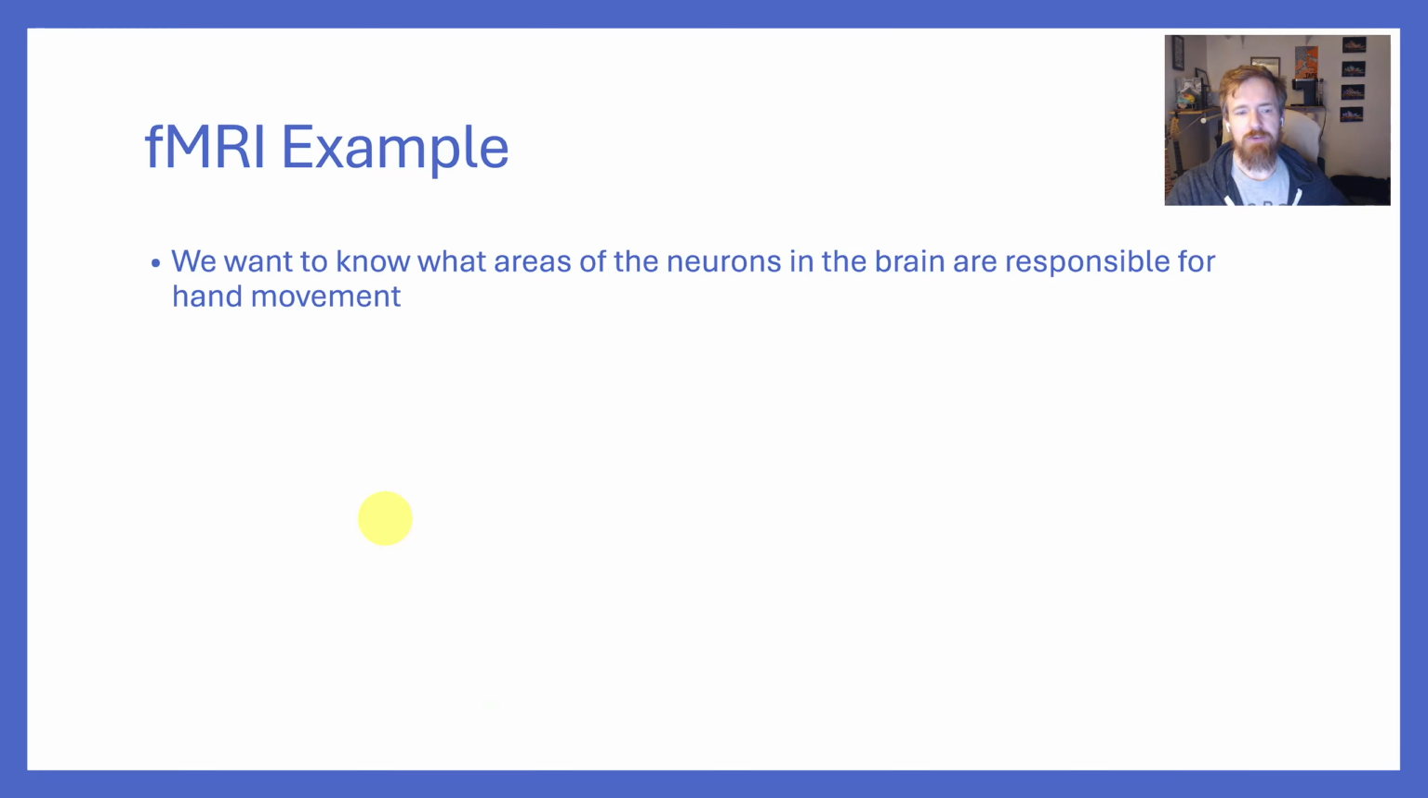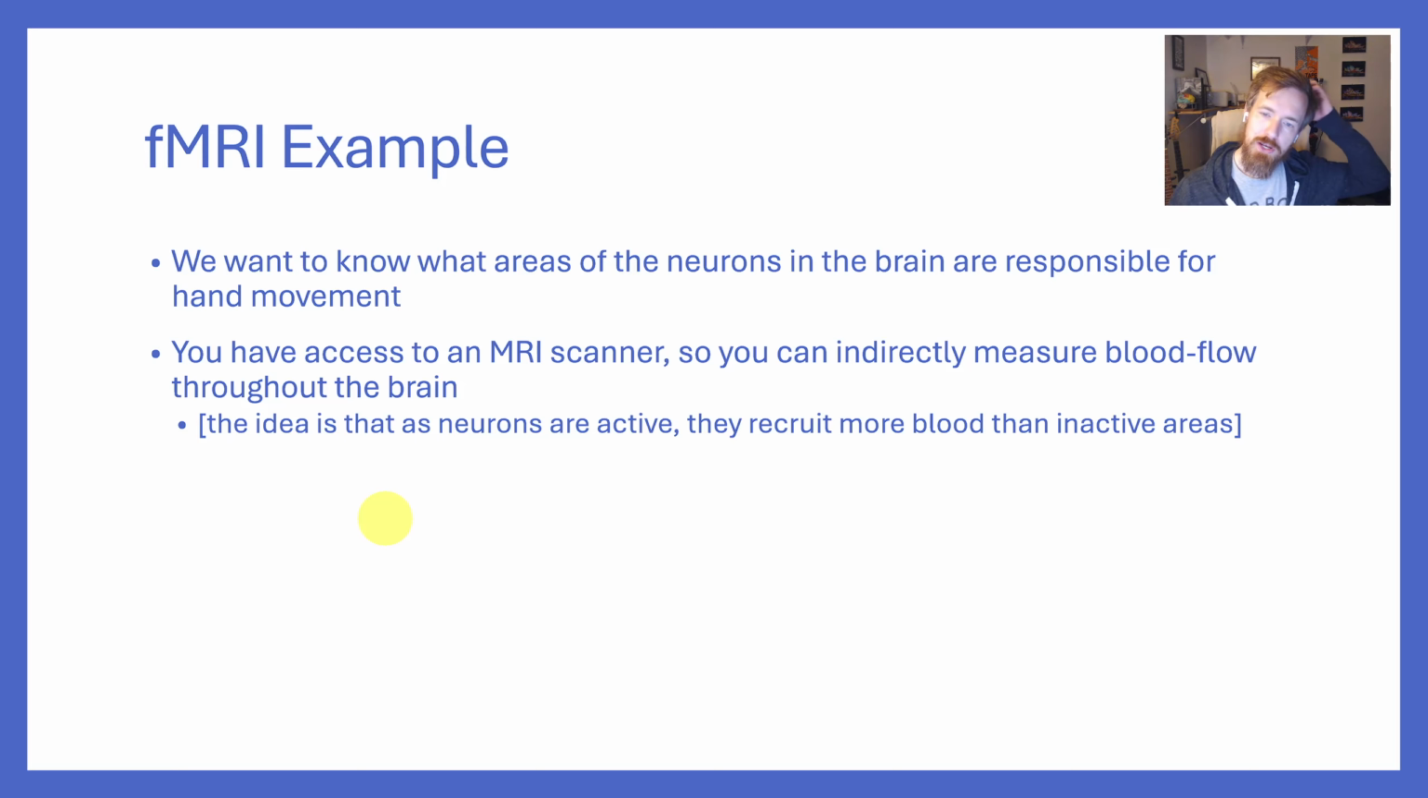So I wanted to give you an fMRI example to talk a little bit about how we know what areas of the brain are active using neuroimaging. Okay, so we're going to say that you have an MRI scanner, and you're going to use it to measure fMRI, functional magnetic resonance imaging. So we're going to be indirectly measuring blood flow, which we are going to call the BOLD signal. You'll see that in the textbook. The BOLD signal means blood oxygen level dependent signal.